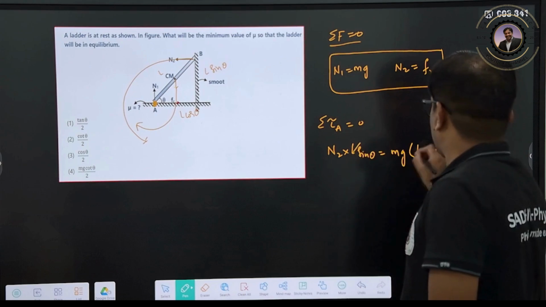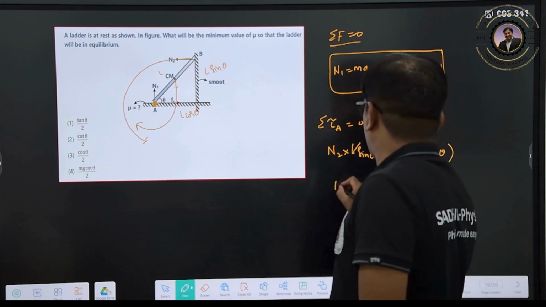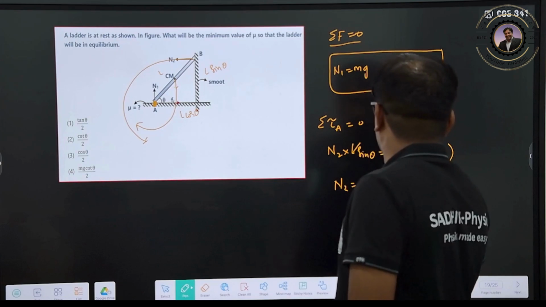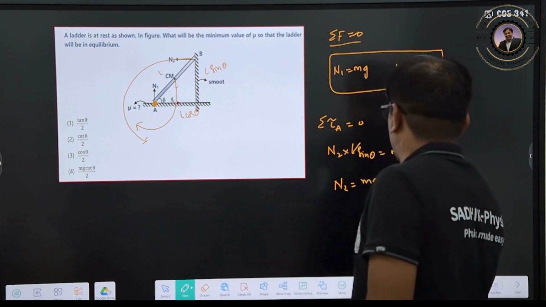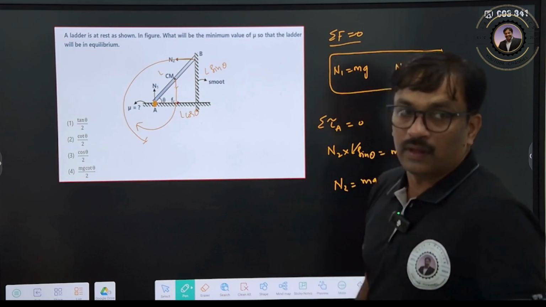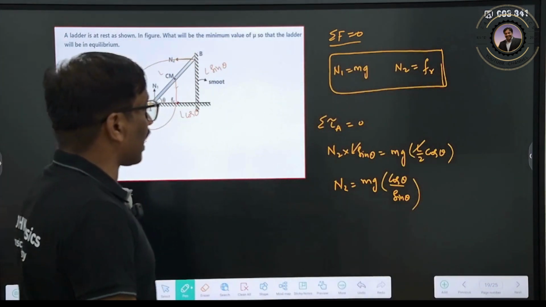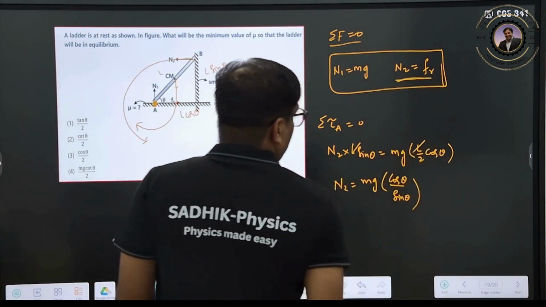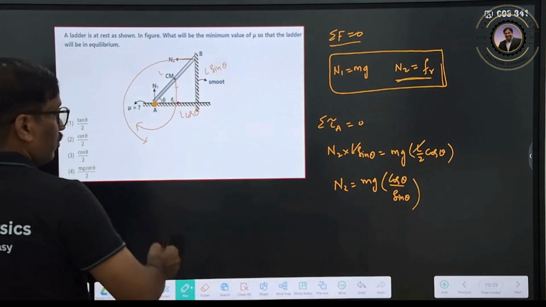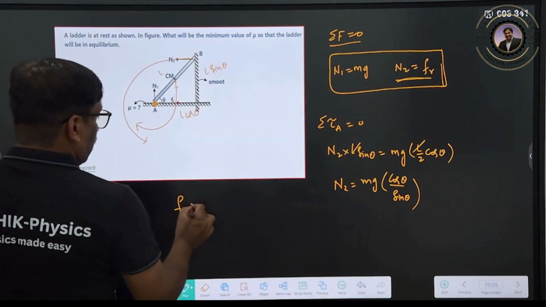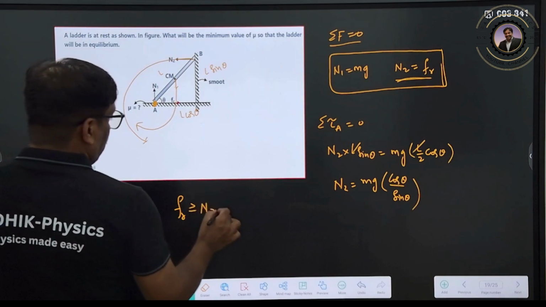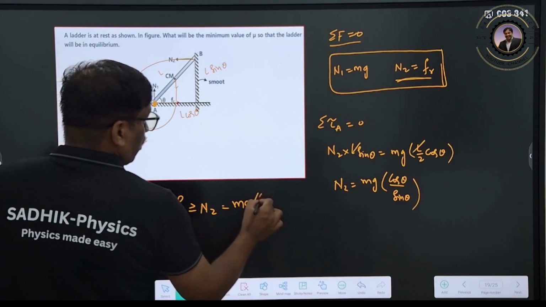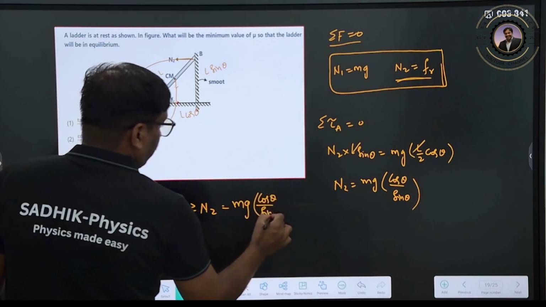So L and L get cancelled out, and n2 can be written as mg into cos theta by sin theta, clear. In this way we calculated n2. Here n2 equals the frictional force. So the frictional force should be greater than or equal to n2, and n2 we got is mg into cos theta by sin theta, clear.